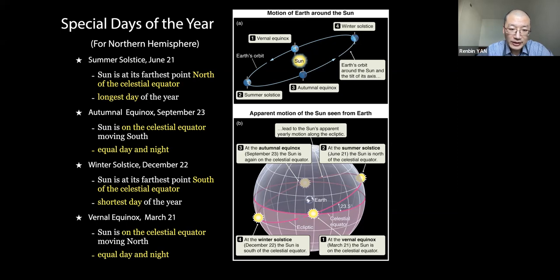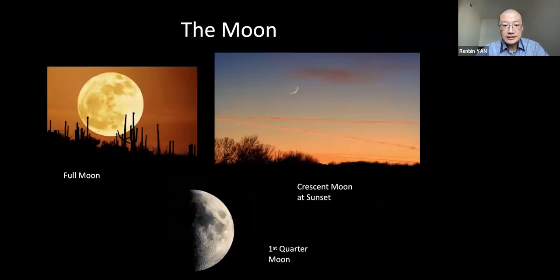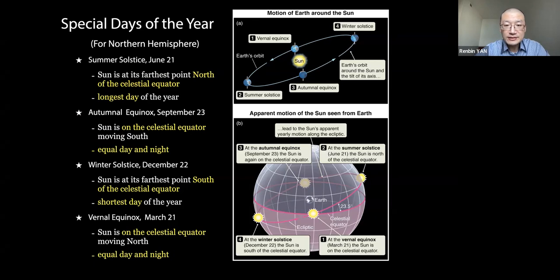And also on March 21st, it's exactly the same thing. The sun is also on the celestial equator, and you get equal daytime and nighttime, both 12 hours. So those are the special days of the year, and that concludes the reason for seasons. I hope that is clear. Any questions for me?